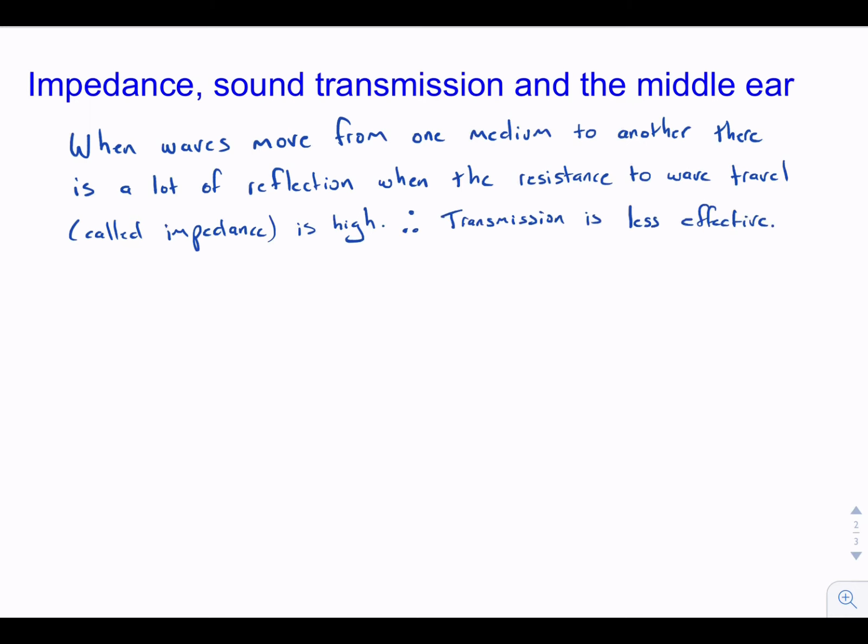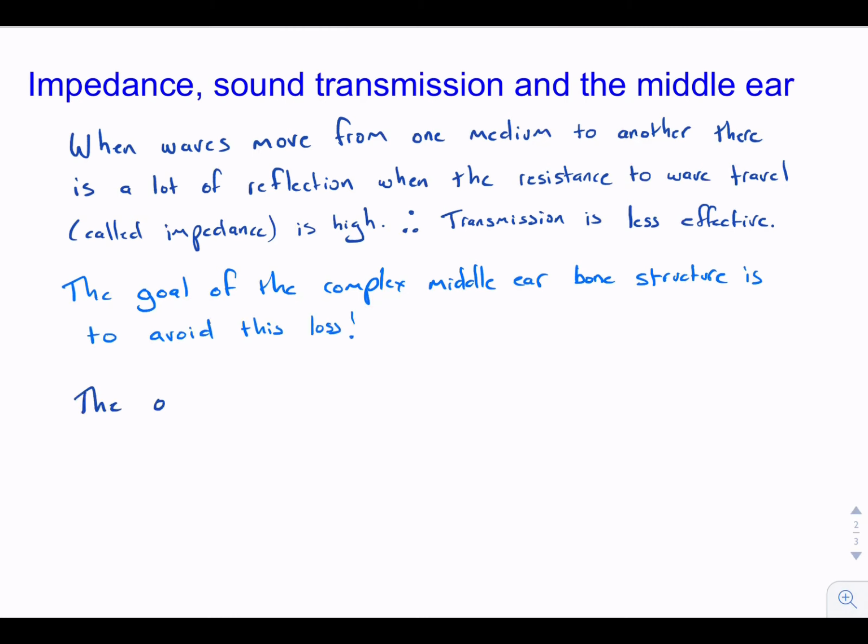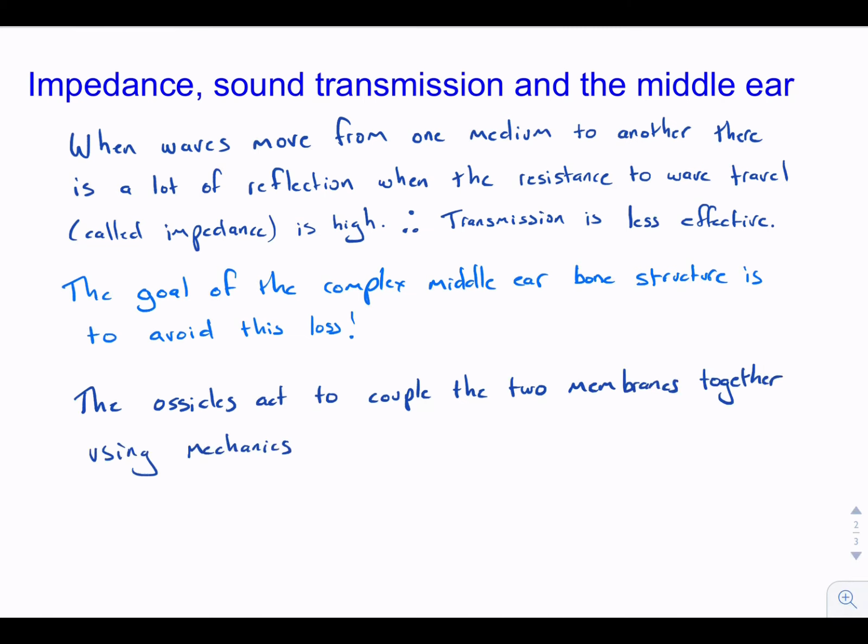What the middle ear is trying to do is transmit waves from the air of the outer ear into the fluid of the inner ear. So the goal of the complex middle ear bone structure is to avoid these impedance losses. The ossicles act to couple the 2 membranes together, of the tympanic membrane to the oval window, and they do this using mechanics, with the hammer being a lever.